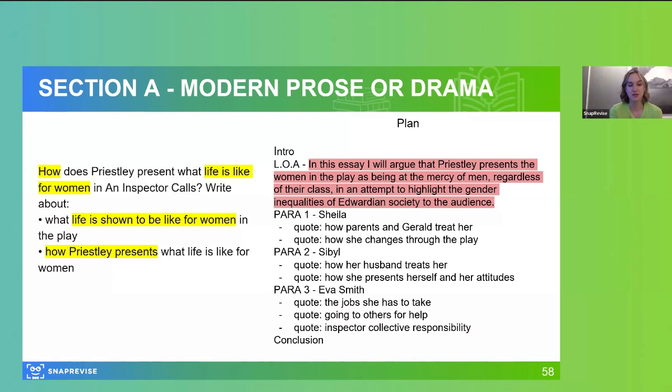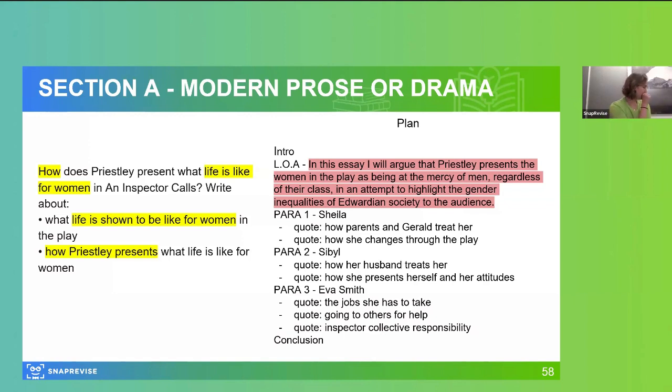So let's look at this example again. I've chosen An Inspector Calls just because it's the text that I'm writing the text guide on at the minute, so it's very much in my mind. Thought it would be good to go over. So again, you will get a question worded something along the lines of, how does Priestley present what life is like for women in An Inspector Calls? Write about what life is shown to be like for women in the play and how Priestley presents what life is like for women in the play.